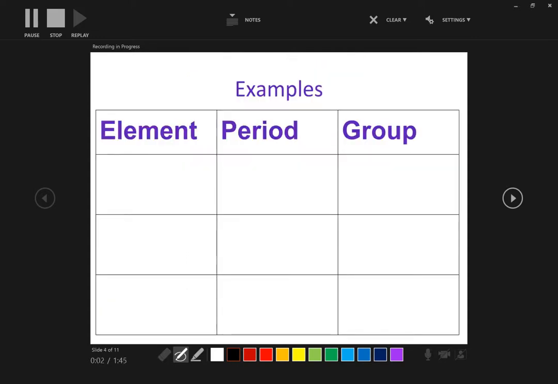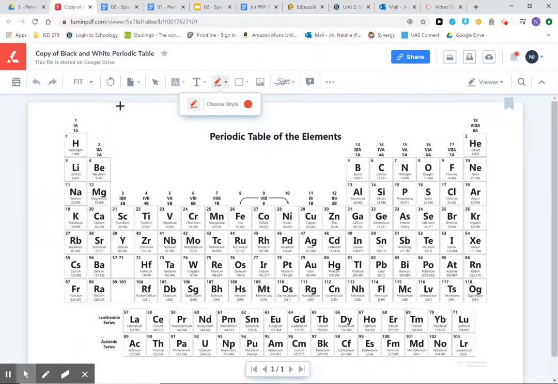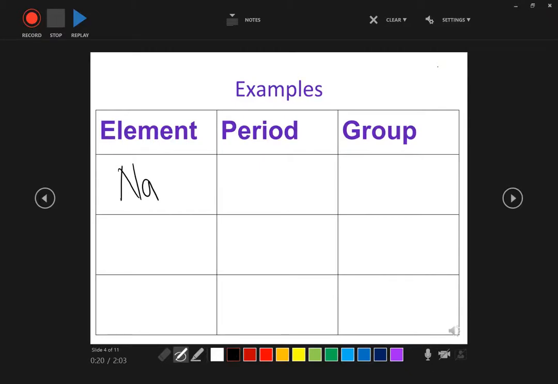So we have some examples we can look at. If we find the element sodium on the periodic table, we can find sodium right here. All right, so what period is it in? Remember, that means row. So how many rows is it? So 1, 2, 3. It's in row 3. And what column is it in? What group? It's in group 1. So sodium is in period 3, group 1.